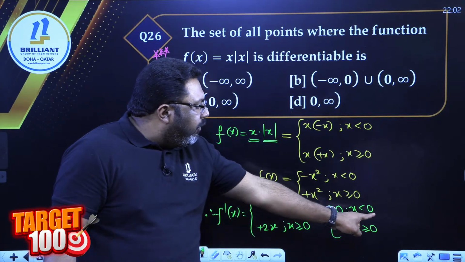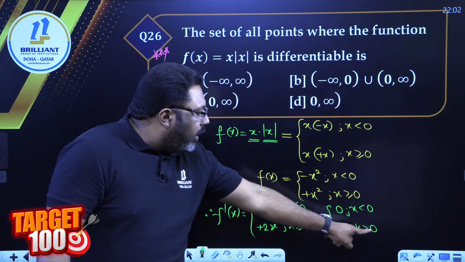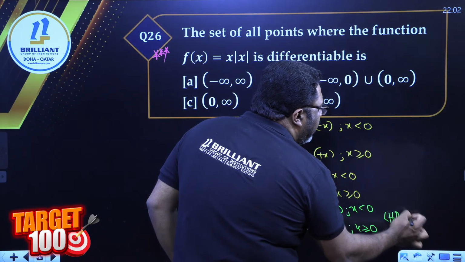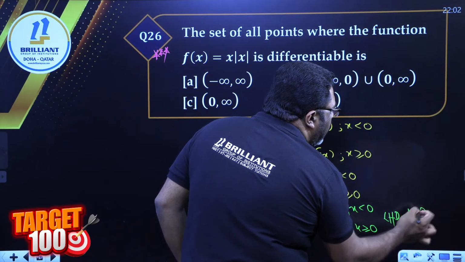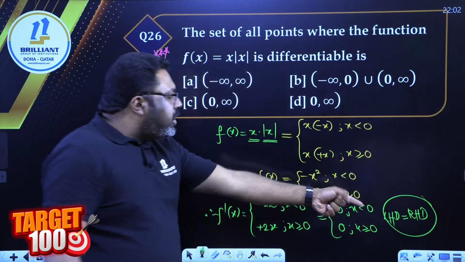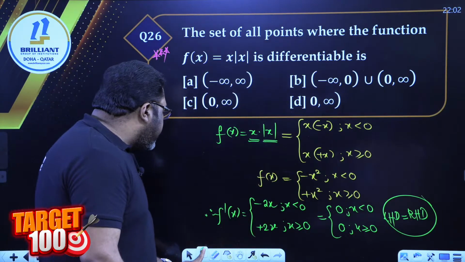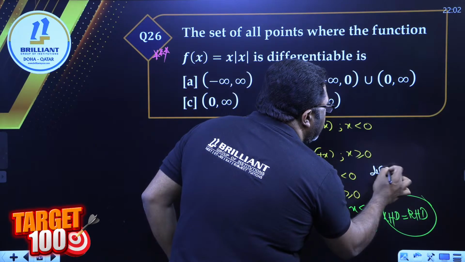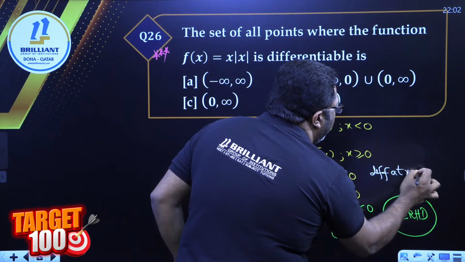Do you see that the left derivative is also 0? The right derivative is also 0. I'm not using the definition of derivatives. It's a simple function. I'm simply taking the derivative, LHD equal to RHD. So can I say it is differentiable at x equal to 0.